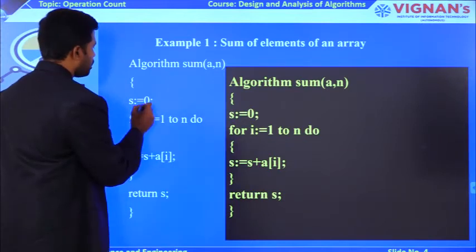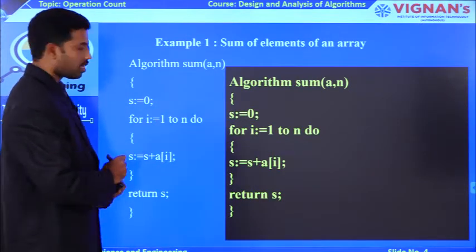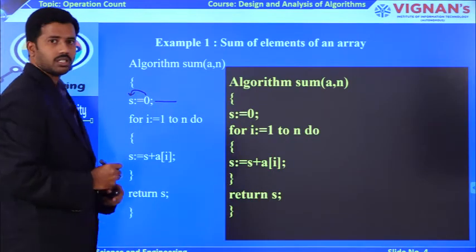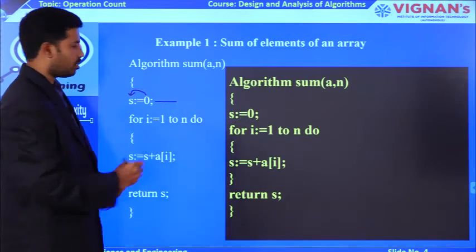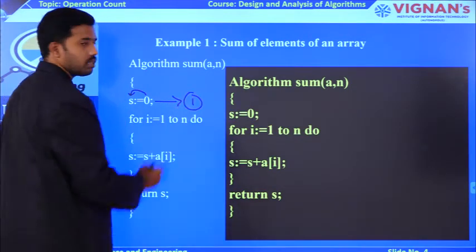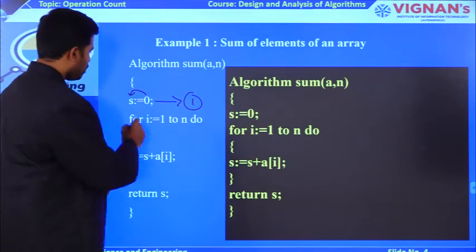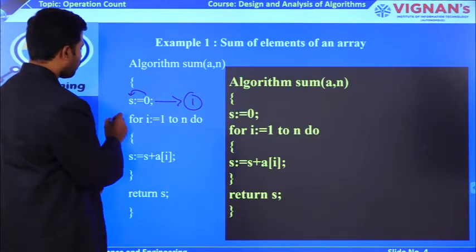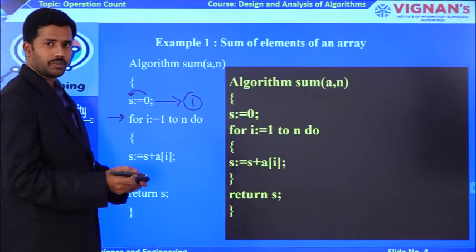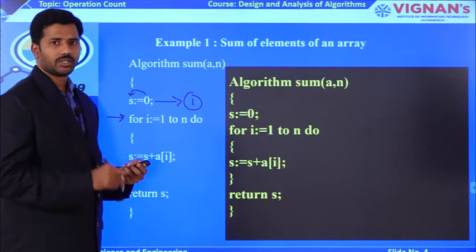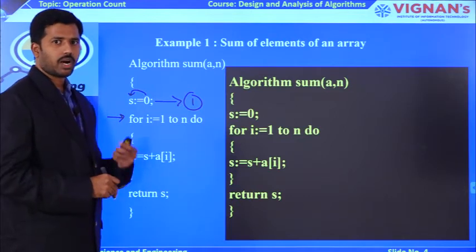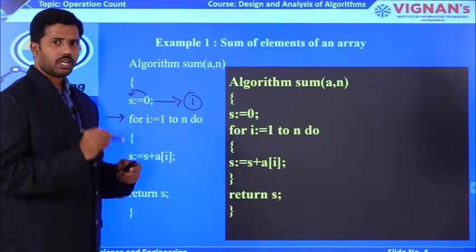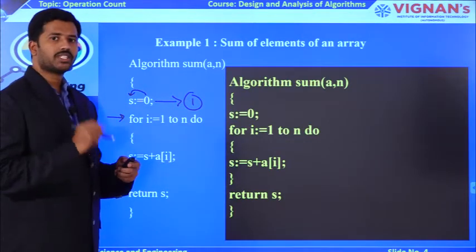What is the first statement in the algorithm? S equal to 0. The operation of this statement is simply an assignment operation. This is operation number 1. What about the second operation? After the initialization, you have a for loop. For loops have two types of operations. Entering into the for loop is the first operation, and the control coming out of the loop is the second operation.